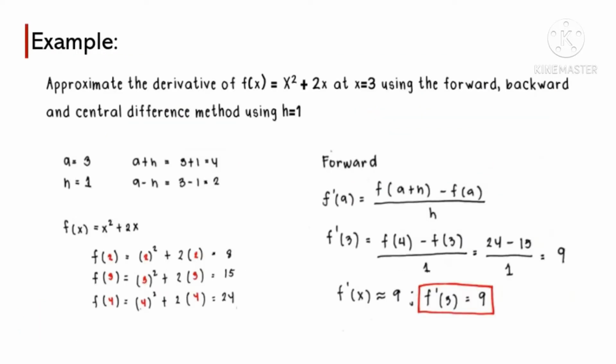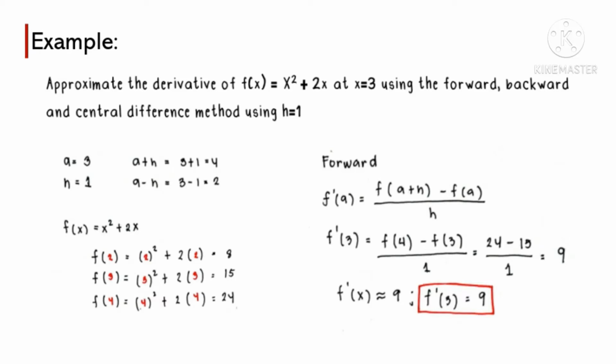So, we have here an example. Approximate the derivative of f of x equals x squared plus 2x at x equals 3 using the forward, backward, and central difference method using h equals 1. So first step, let us identify point of interest and step size. So given we have point of interest equals 3 and 1 as our step size.